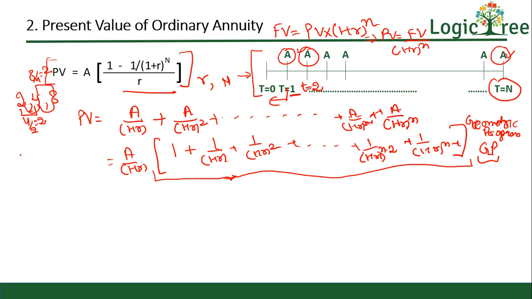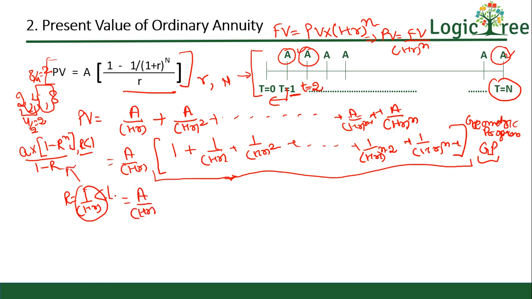So here the ratio is remaining constant. The sum of any GP series is given as a into 1 minus r raised to the power n upon 1 minus r, where r is the ratio of the series and r is less than 1. In my case, my ratio is 1 upon 1 plus small r. So this fraction is always less than 1, so I can apply this formula here.